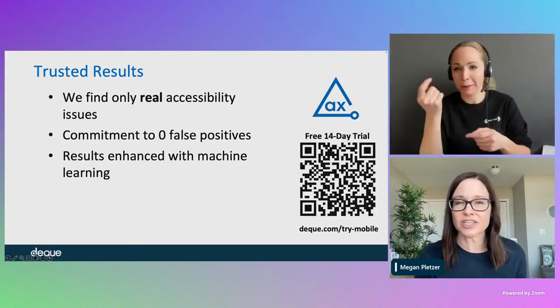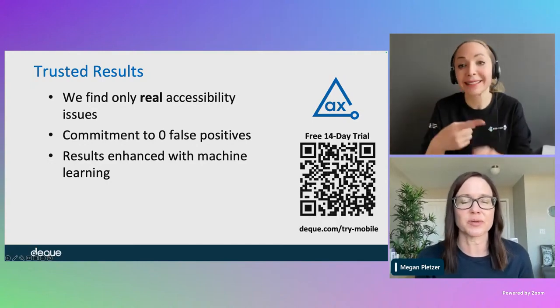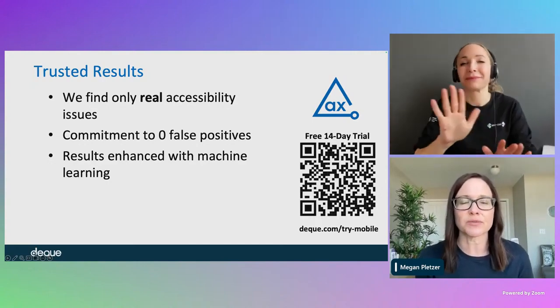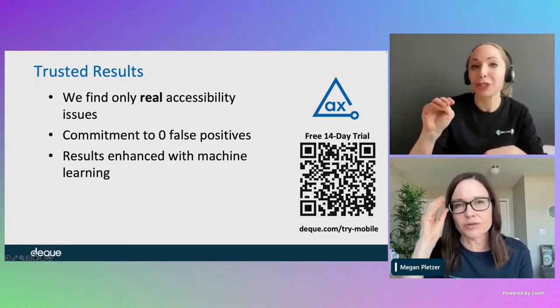And then lastly, as I showed in one example with the color contrast rule, with computer vision, we do enhance some of our rules with machine learning to make sure they're even more accurate and providing more results where we can.